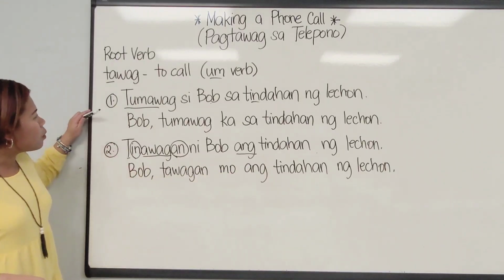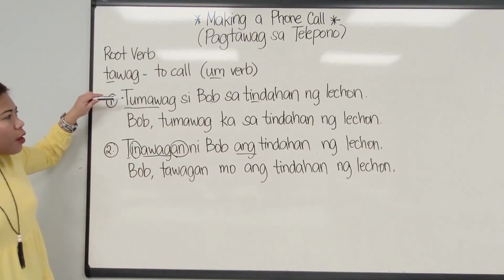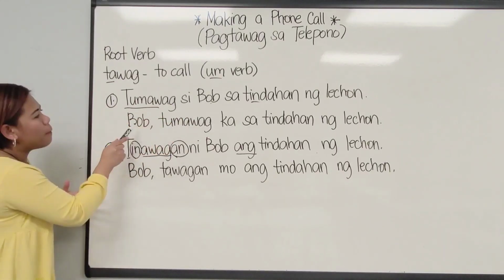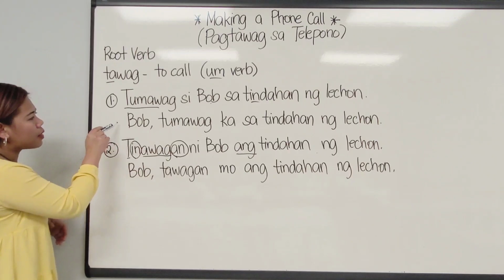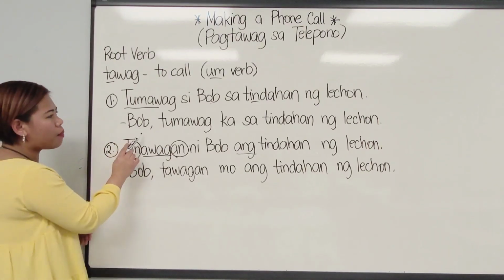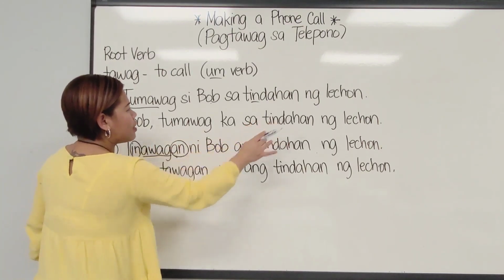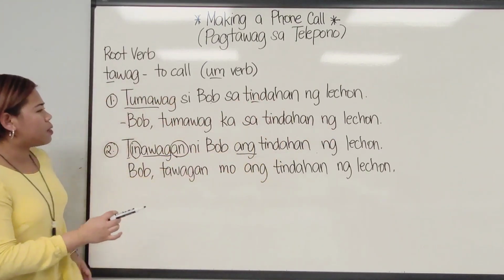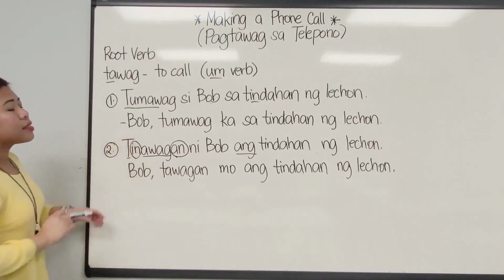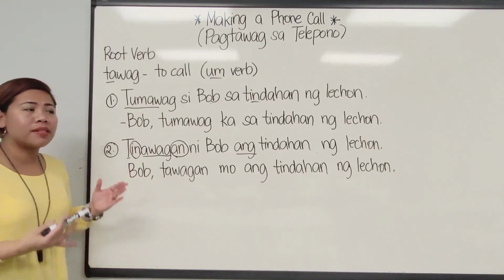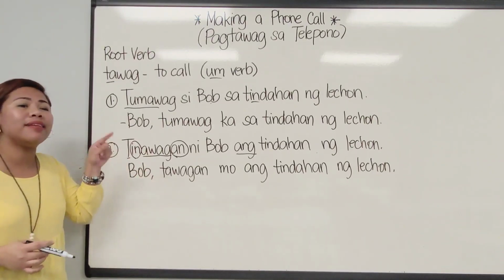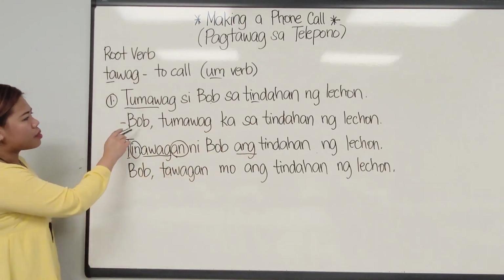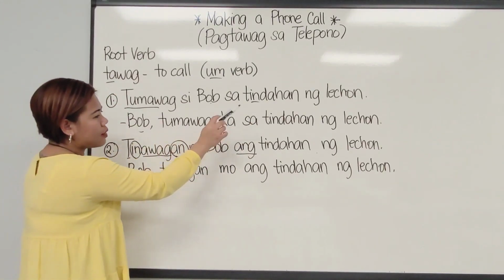Now let's go back to number 1. So this is the regular arrangement of the sentence. The doer of the action is the focus, not the object. But look at the verb here. In the second sentence, under number 1, it says, Bob, tumawag ka sa tindahan ng lechon. Sa tindahan ng lechon, it's the same arrangement there. But here, someone is asking Bob. Someone is ordering or commanding Bob to call the lechon store.